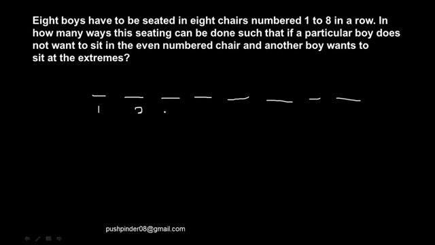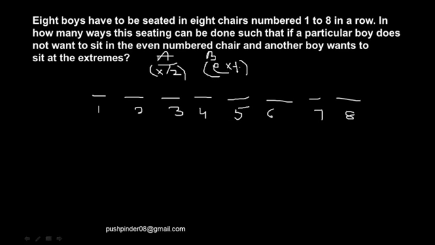1 2 3 4 5 6 7 8. Now for the sake of saving time, let me say there are 2 boys who have conditions, A and B. A does not want to sit at an even numbered chair, and the other boy, B, wants to sit at the extremes. So how do we go about that? Let's satisfy the positive condition first.